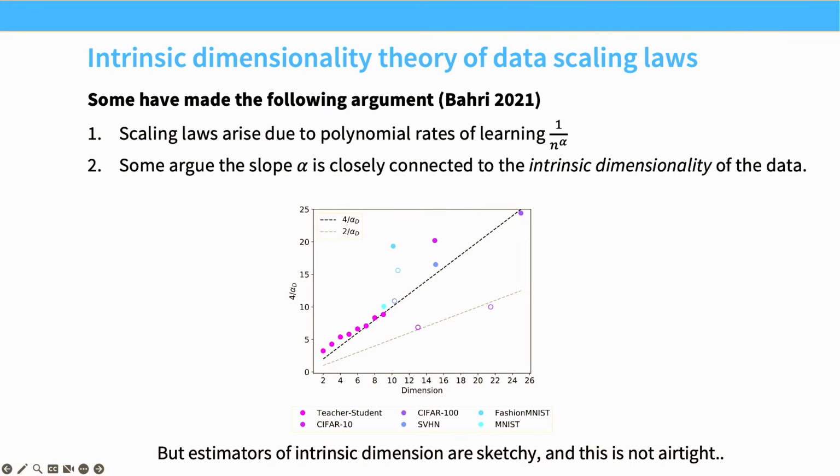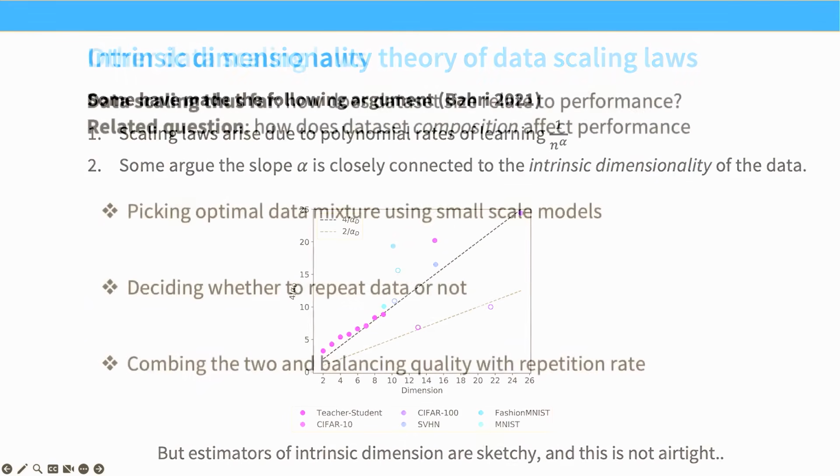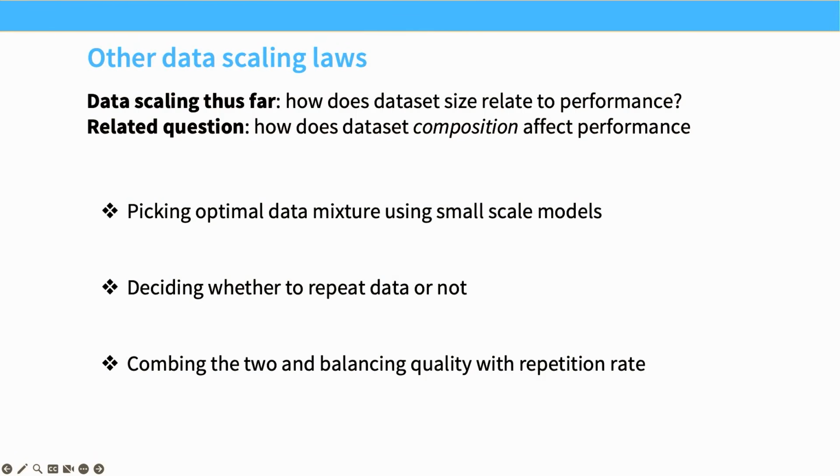I don't quite know how much I truly buy this argument. Some of the evidence might be a little sketchy. It relies on estimators of intrinsic dimension. But it's an interesting thing to think about, that somehow these exponents are telling us how fast these neural networks are really learning. OK. So actually, I'll pause for the moment here.